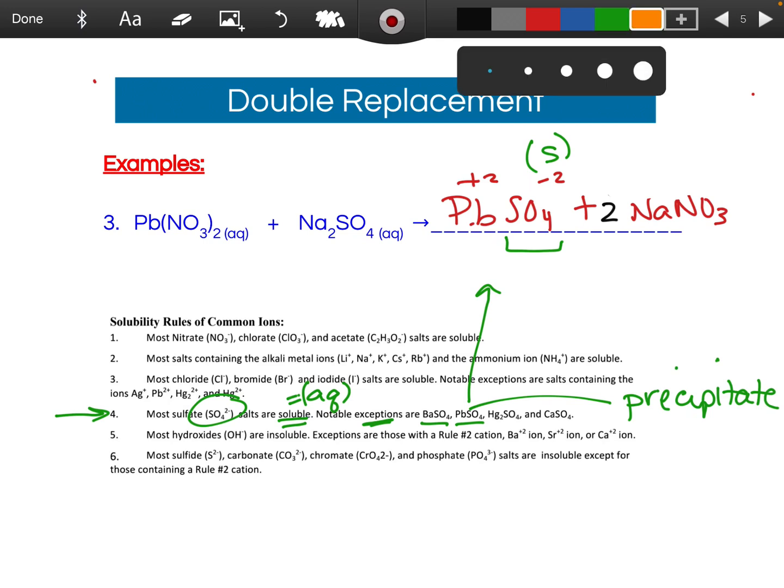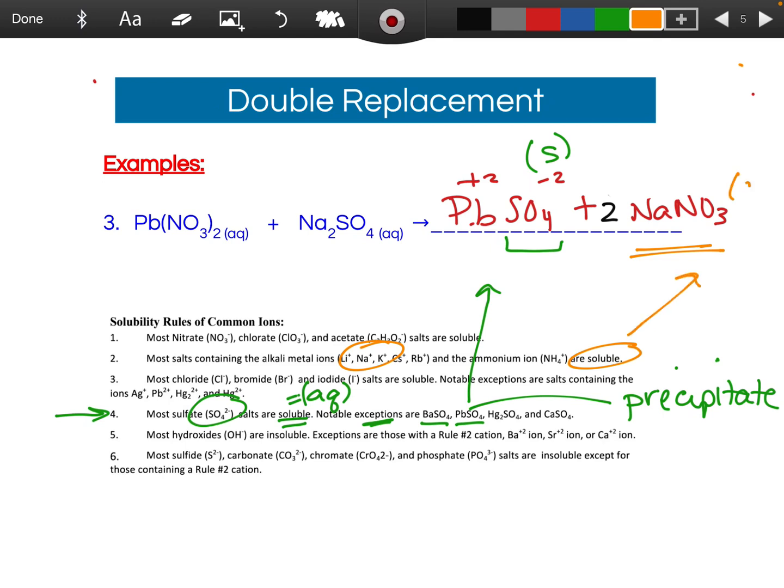All right, so then if we look at our second example, NaNO3. Na is a group 1 metal, which is listed in rule number 2. So we know because it contains Na that this is going to be soluble, which means it dissolves and is aqueous, and you're not going to see anything different in that reaction. So remember, soluble means everything's dissolved, which means it would be labeled with an AQ. And then insoluble means that it doesn't dissolve, which means it's going to form a solid, which is your precipitate.